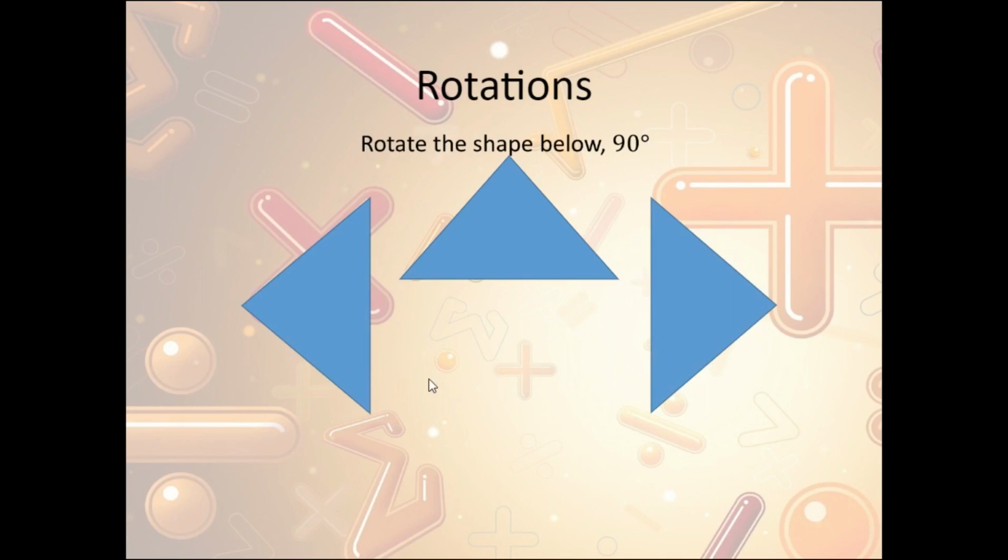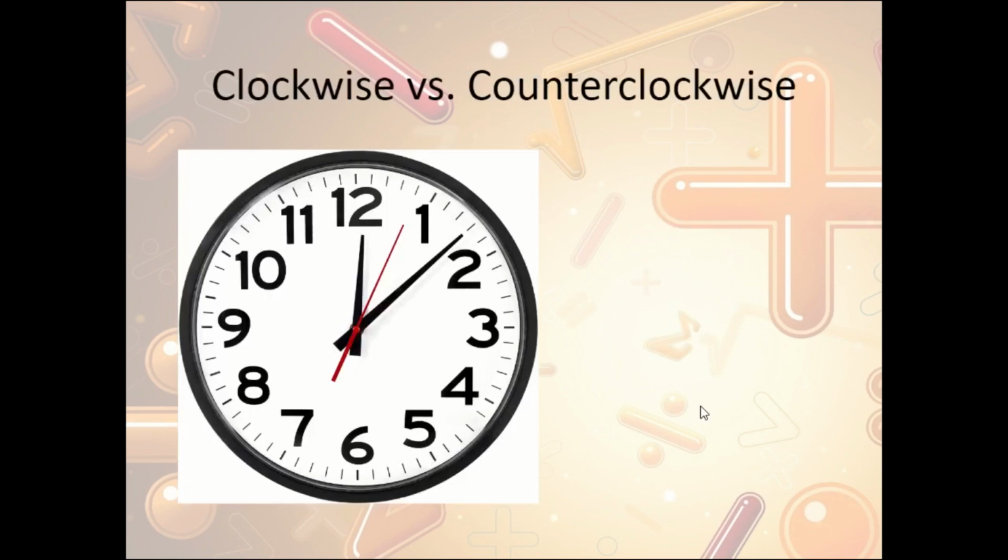So that creates a need for us to have a direction, right? Because if both of these are a rotation of 90 degrees, then which one's the correct one? Well, we need to tell which way we're rotating. And the way we do that is by talking about it in terms of clockwise and counterclockwise. So if you notice, we have a clock here, and the numbers go in a certain direction. So a clockwise rotation would rotate this way. A counterclockwise rotation would rotate this way.